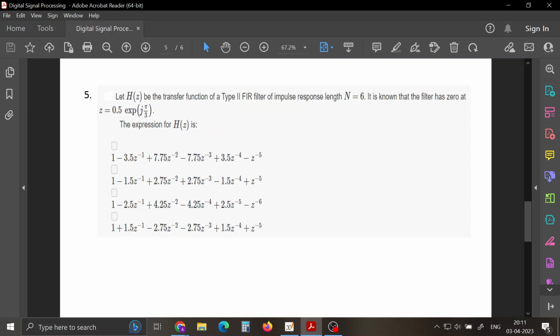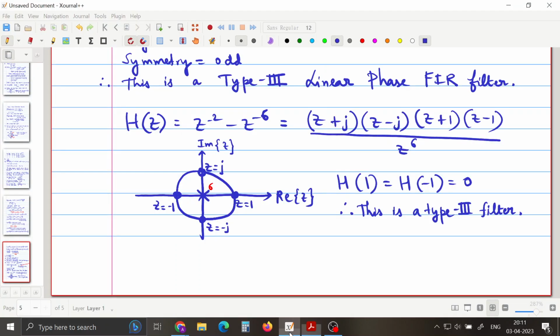Anyways, now let's apply the concept actually. I should go to the next page.